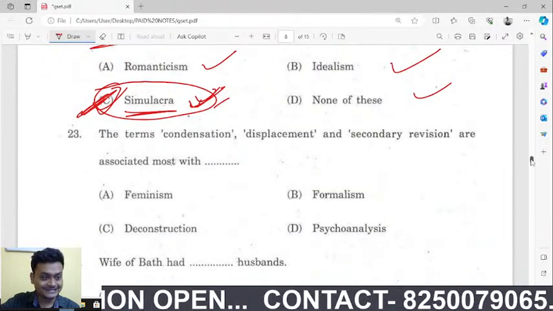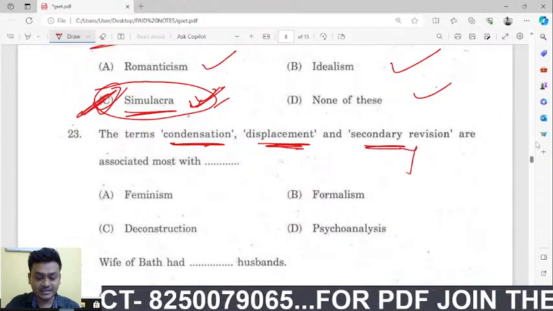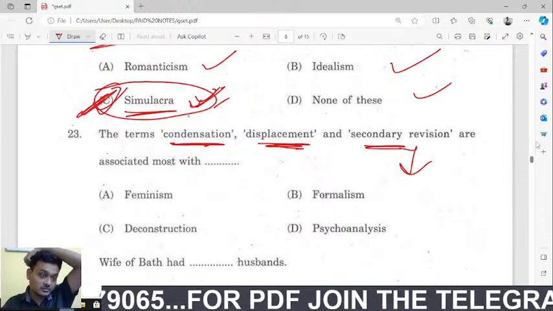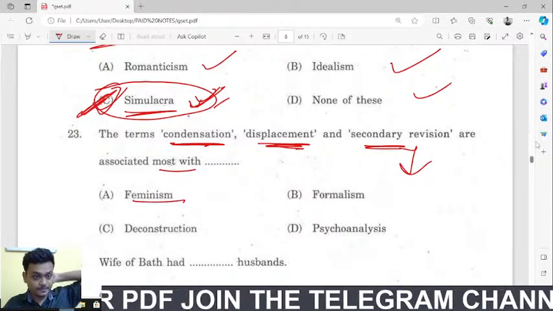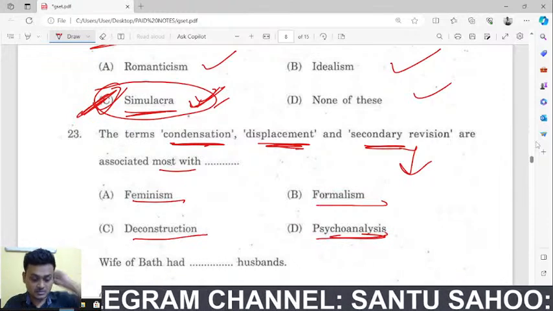The terms condensation, displacement, secondary revision are associated most with what? Feminism, formalism, deconstruction, psychoanalysis.